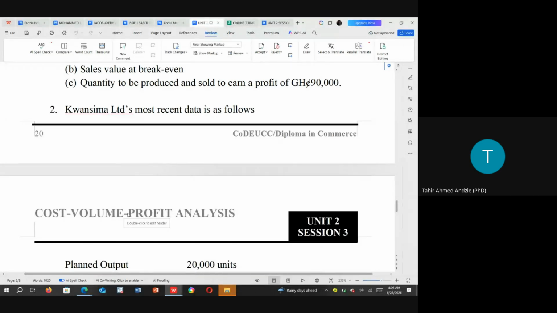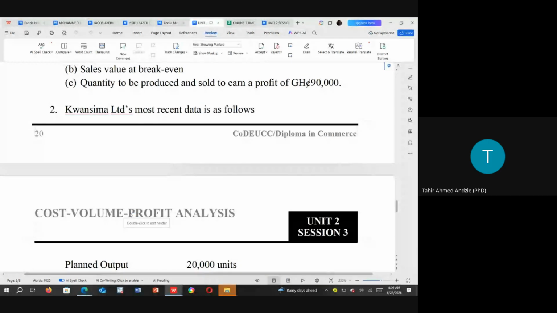Have you understood it? You still don't understand? Yes, please. Okay. So that is what the formula is. Cost plus target profit, right? Divide. So it becomes a simple thing to do.